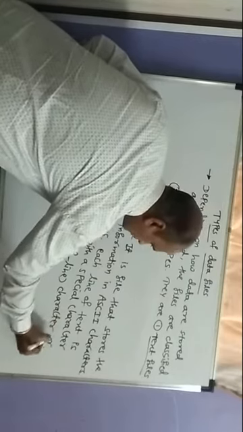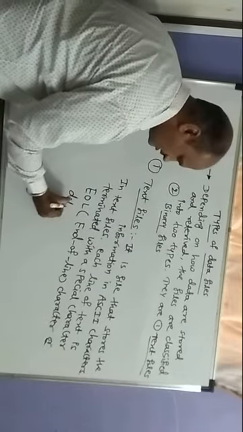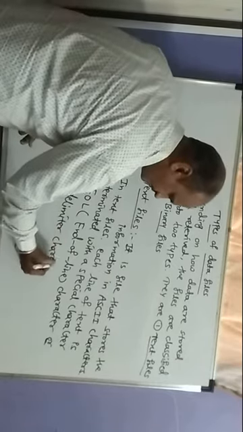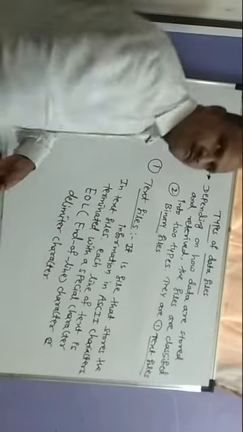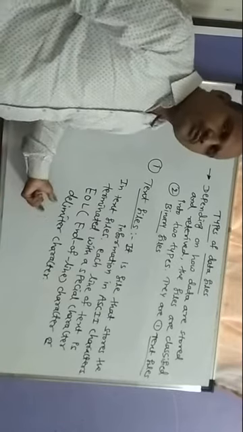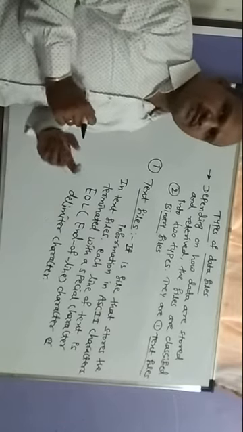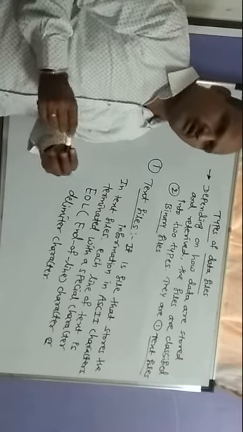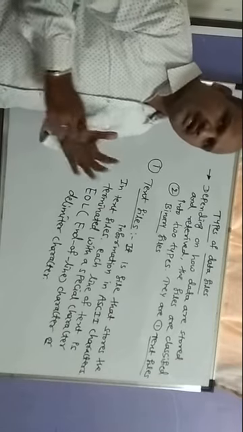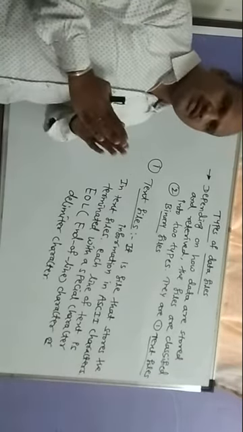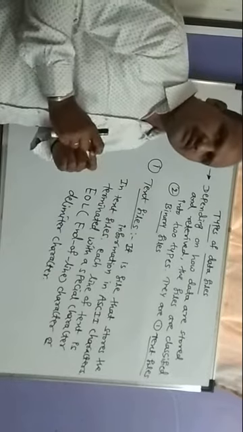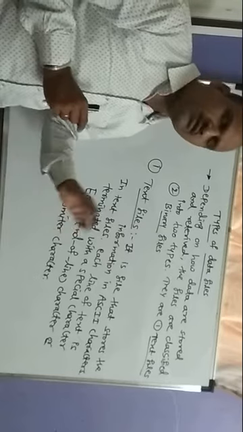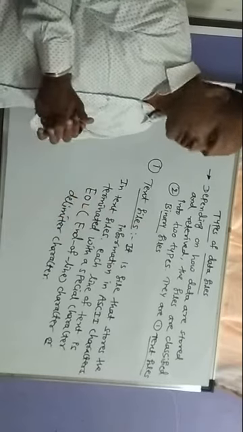So this is the definition of text files, which store all the information as ASCII characters, with each line of text terminated by a special character known as the end of line character, or delimiter character.